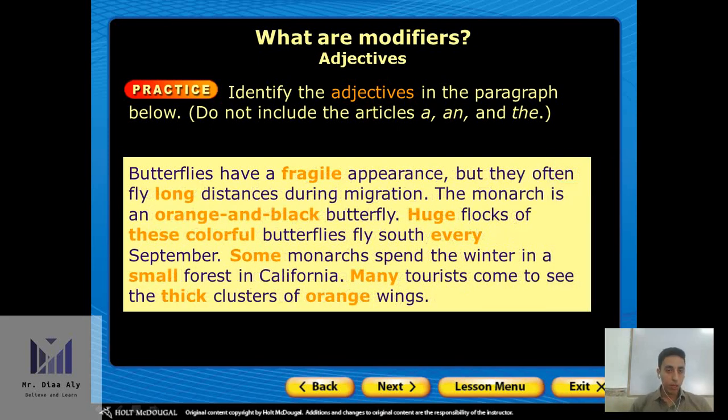This is the answer. Which appearance? Fragile appearance. Which distances? Long distances. Which butterfly? Orange and black butterfly. Which flocks? Huge. Which colorful? These colorful. Which butterflies? Colorful butterflies. So as you can see, "which" can be used for finding your adjective or the adjective in the sentence.